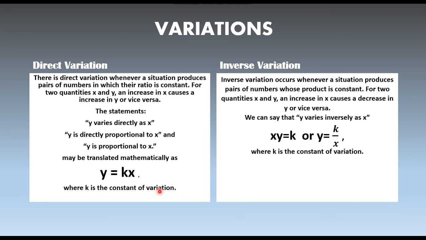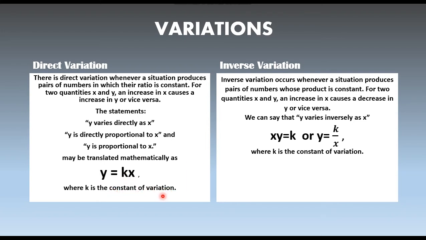Now you can get the idea. For example, looking at the statement y varies directly as x, you just copy y first, and translating this, varies means equals k. And then directly means to multiply. So you're going to multiply k to x. So you have here y equals kx, and don't forget that k is the constant of variation.